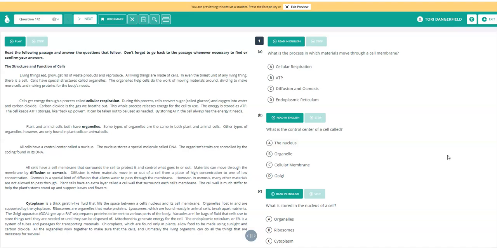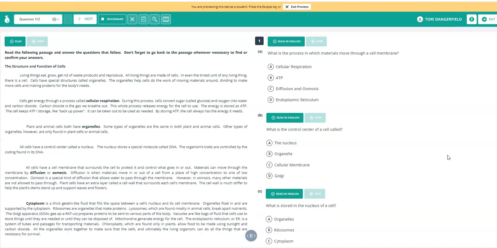Ribosomes are organelles that make proteins. Lysosomes, which are found mostly in animal cells, break apart nutrients. The Golgi apparatus prepares proteins to be sent to various parts of the body. Vacuoles are like bags of fluid that cells use to store things until they are needed or until they can be disposed of. Mitochondria generate energy for the cell.